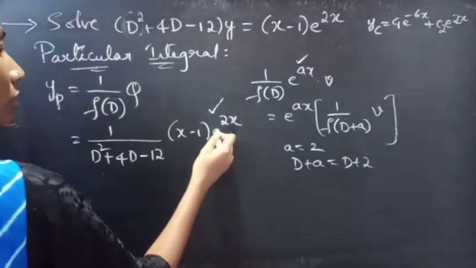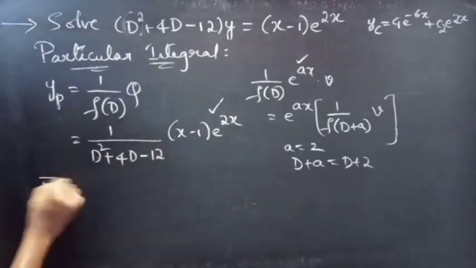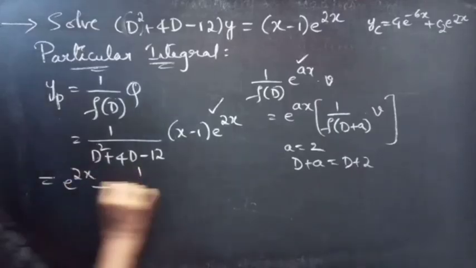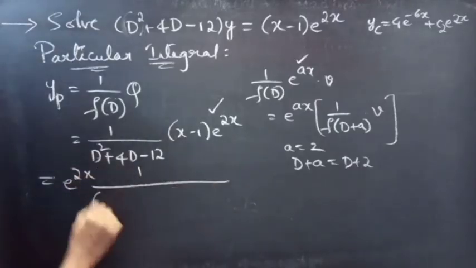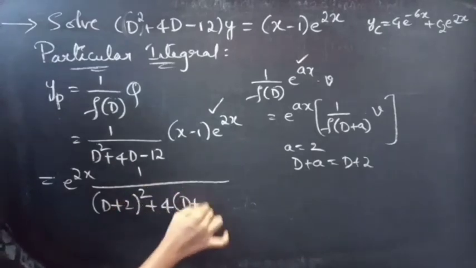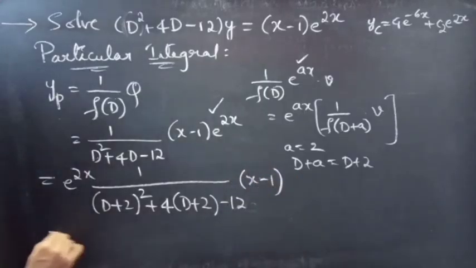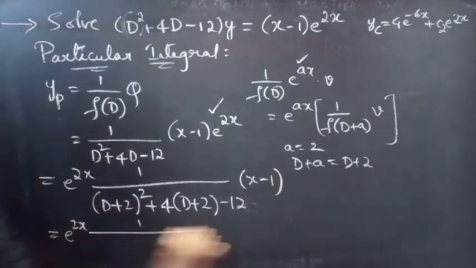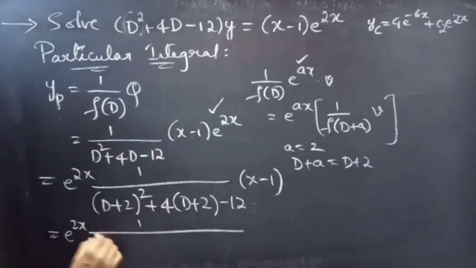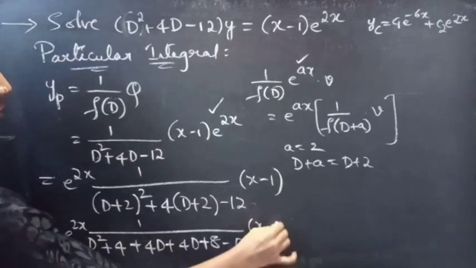Now let's take this e power 2x and shift it towards the left. We'll get e power 2x into 1 by, replacing D with D plus 2, D plus 2 whole square plus 4 into D plus 2 minus 12 into x minus 1, which is equal to e power 2x into 1 by, expanding D plus 2 whole square, we'll get D square plus 2 square 4 plus 4D plus 4D plus 4, 2 4s are 8, minus 12 into x minus 1.